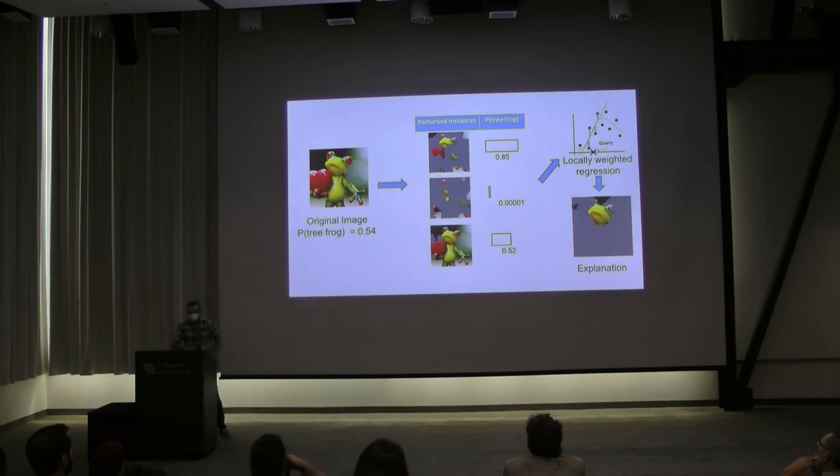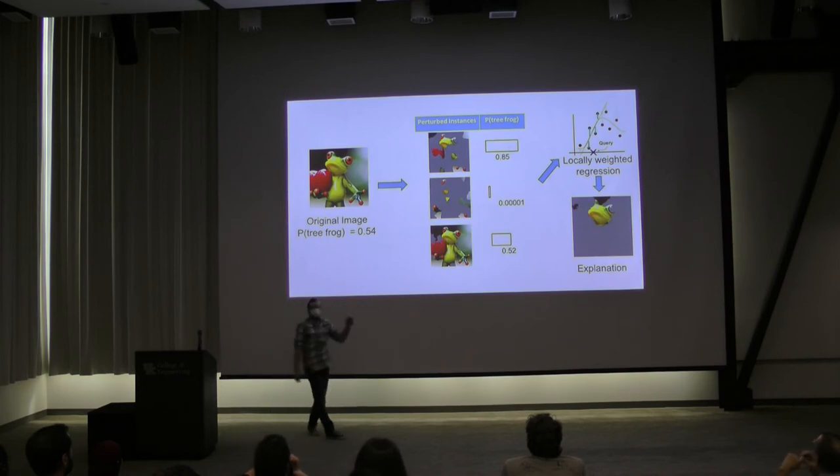Using these, we're going to pass them back through the original trained model. And so you can see with the whole frog, the probability of this being a tree frog was just 54% to start off with. However, if we pass in the top one there, suddenly it shoots up to 85%. We pass in the middle one, it tanks, and we pass in the bottom one, we're at 52%. Each of these becomes a training pair for our locally weighted regression.